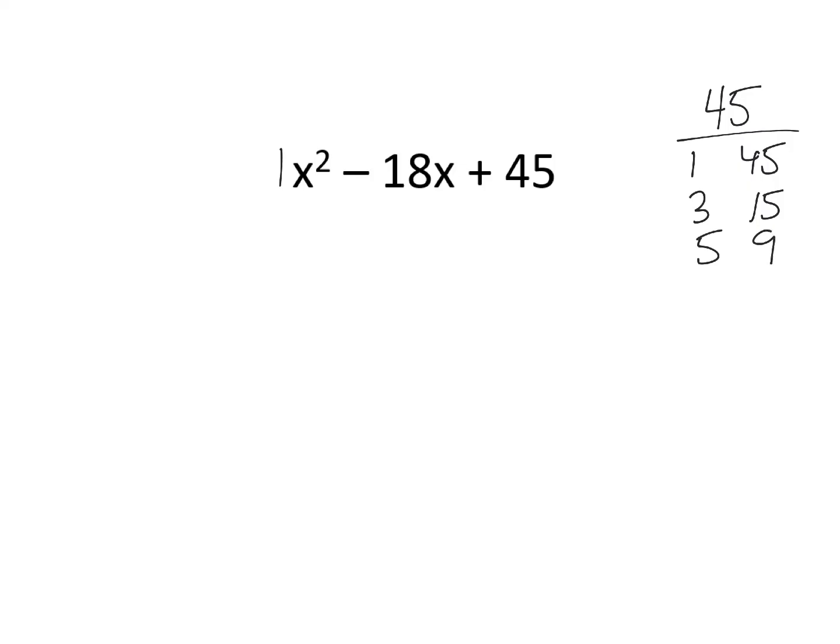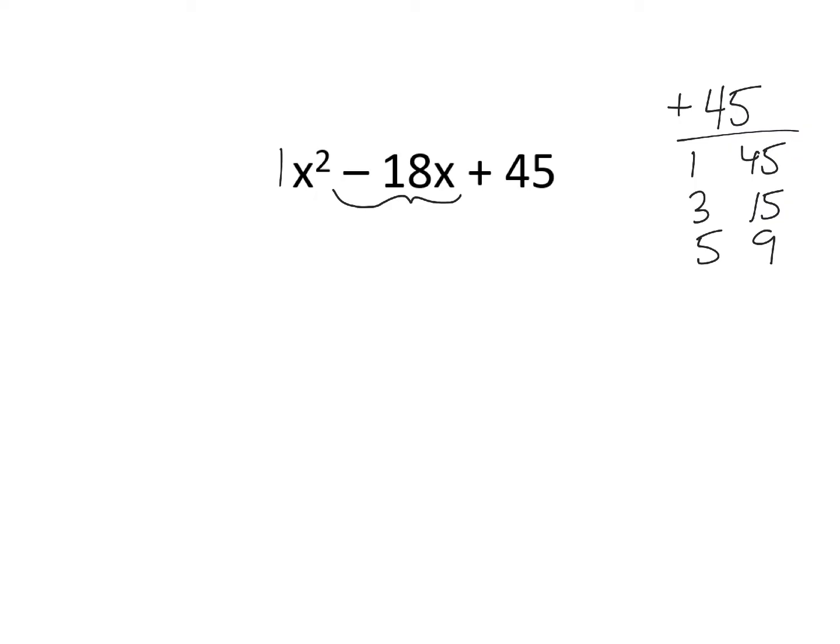But when they're adding up, they have to equal a negative 18, which means that I've got to get some negative numbers. And what gives you a positive 45 when you multiply? Well, either two positive numbers or two negative numbers.